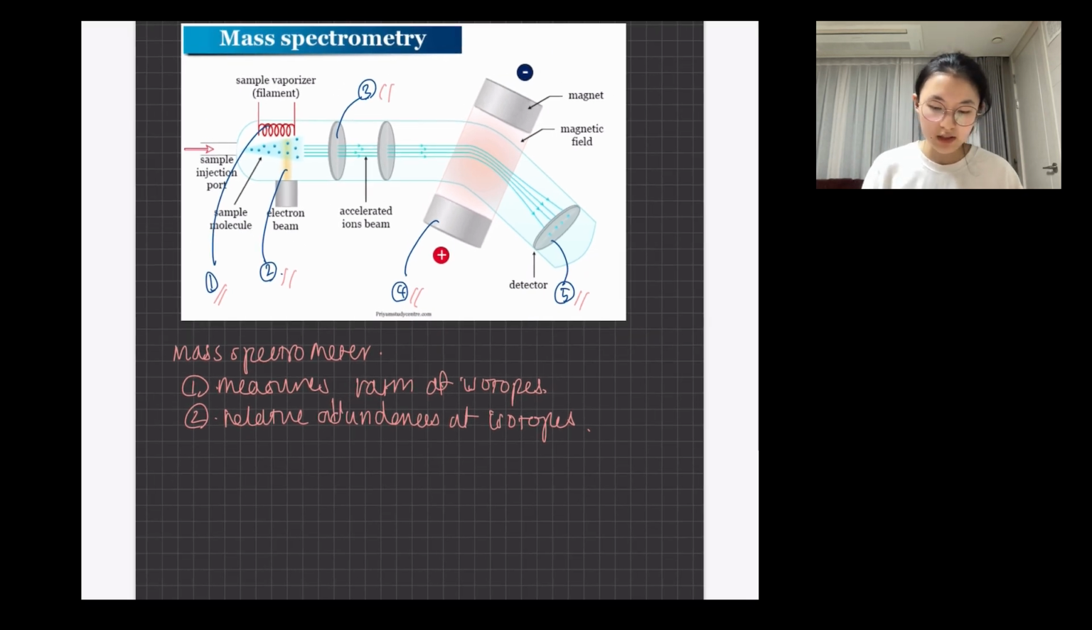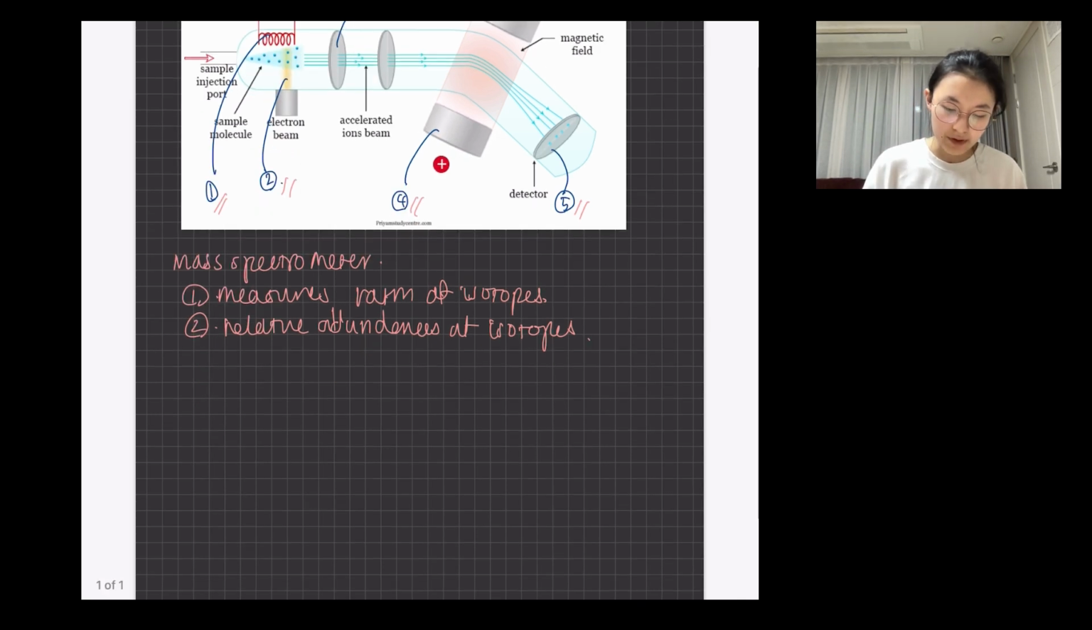Now, knowing this, there are a couple of steps in the mass spectrometry process that we need to know. Firstly, we have the step vaporization, and then we move on to this step called ionization, and then we have acceleration, denoted by the number 3, and then we have deflection, number 4, and finally we have the stage of detection. We'll be going through all of these stages one by one, starting off with vaporization.